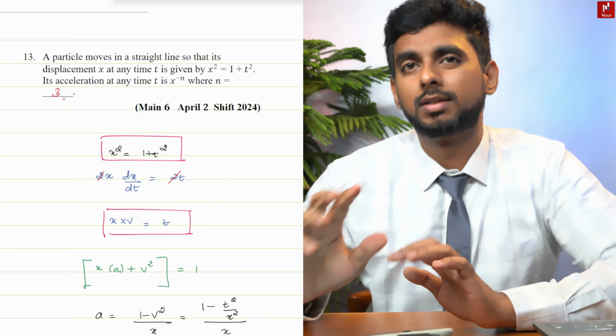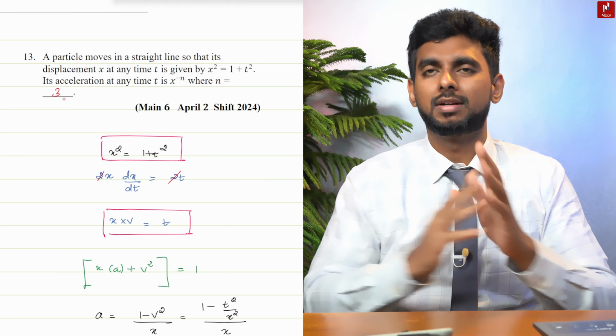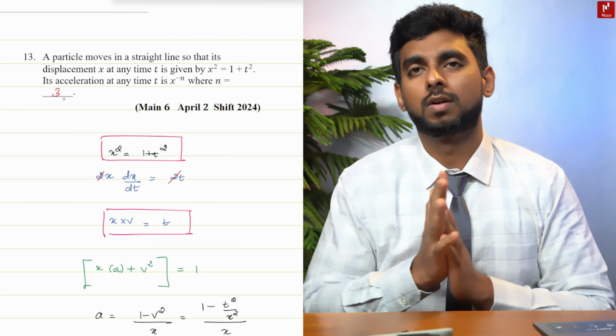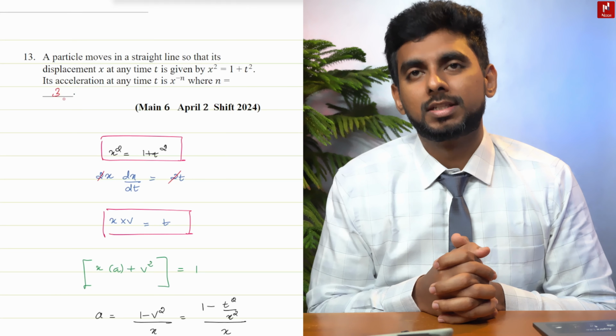Simple sum. Just do the double differentiation of the equation that they have given. Rearrange it accordingly. You will end up getting the n that was needed for the question. Okay. It should be clear. Let's move to the next one.